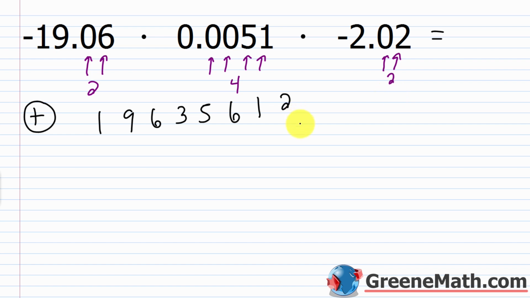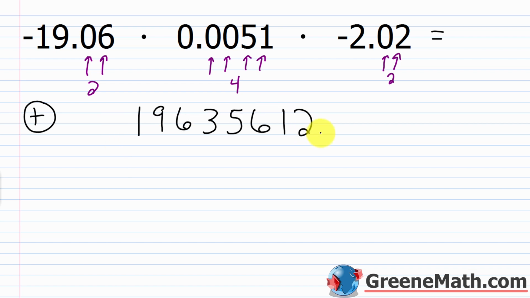So I'm going to start it right here. And let me kind of make this number a little bit straighter. So again, put the decimal point here. And we're going 8 places to the left. So 1, 2, 3, 4, 5, 6, 7, and finally 8. So that decimal point is going to go out in front. And we have 0.19635612 as our final answer.